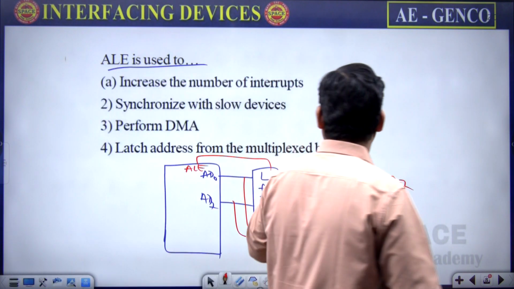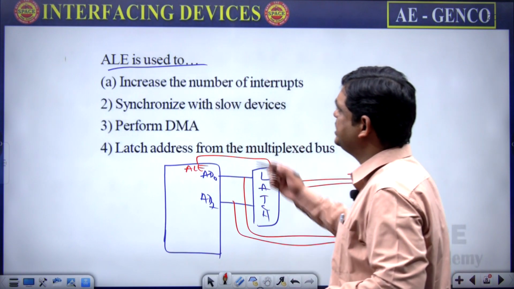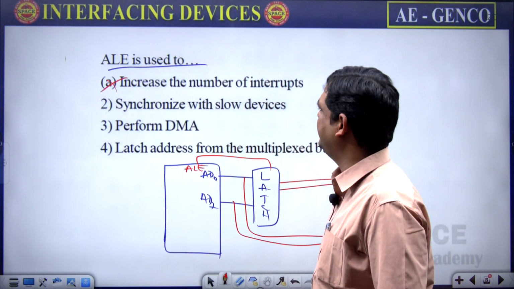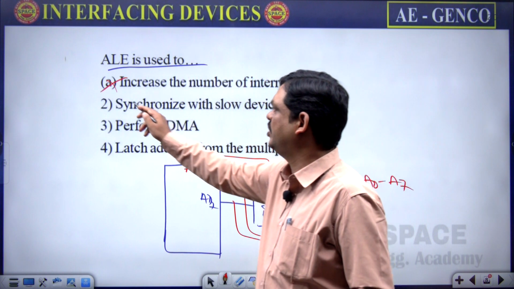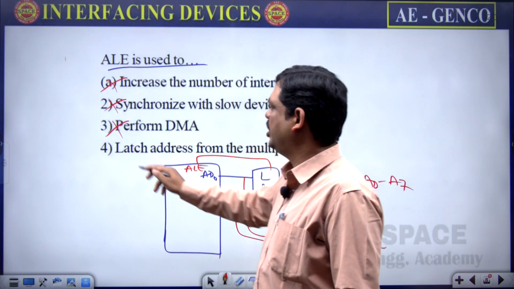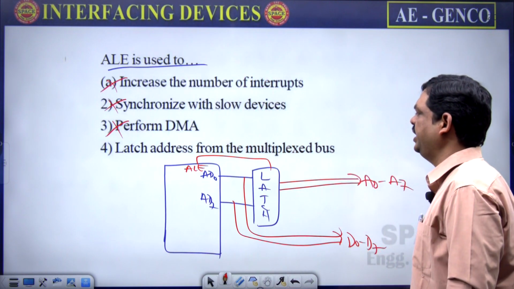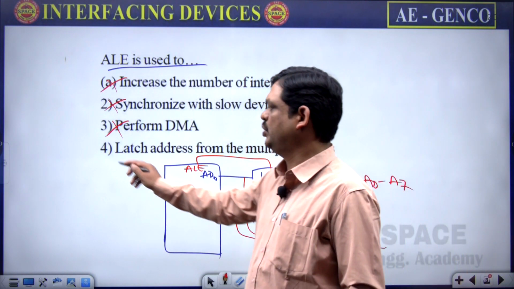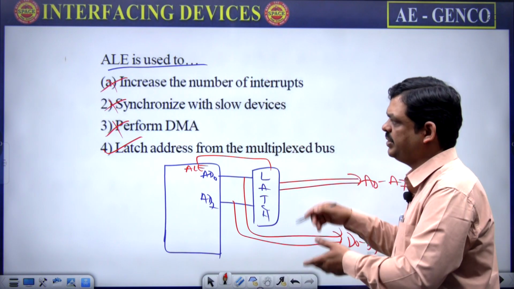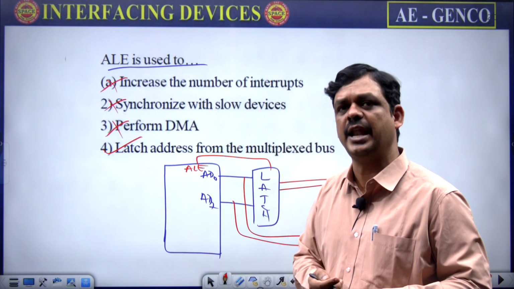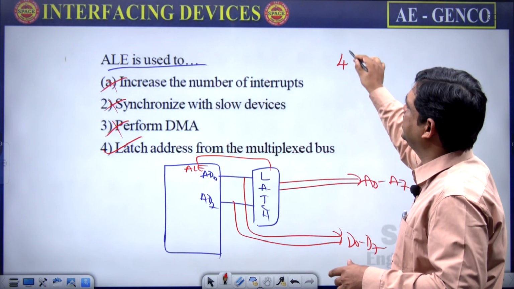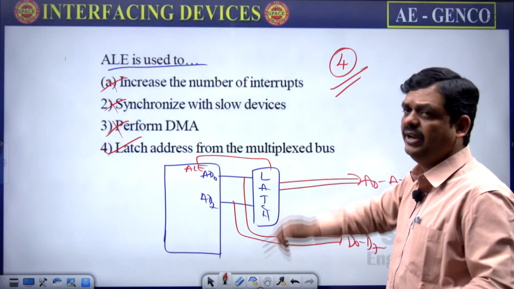Now go through the options. Increases the number of interrupts, this one is wrong. Synchronize with the slow devices, this one is also wrong. Perform DMA, this one is also wrong. And the last one is latch address from the multiplexed bus, right? To separate address and data from the multiplexed bus, this line is used, that is address latch enable. So according to the given statements, the fourth statement is the correct one for the given question.